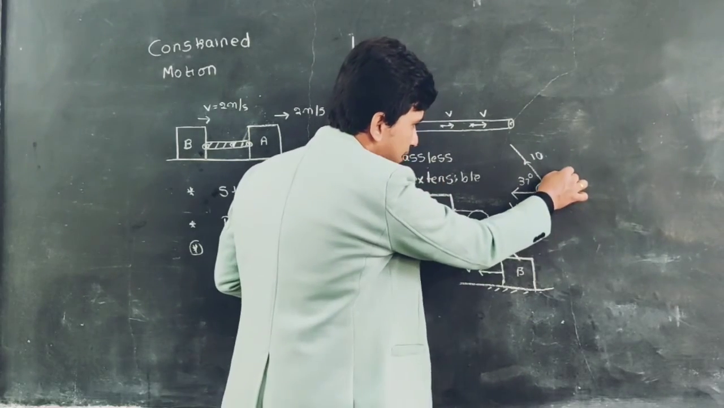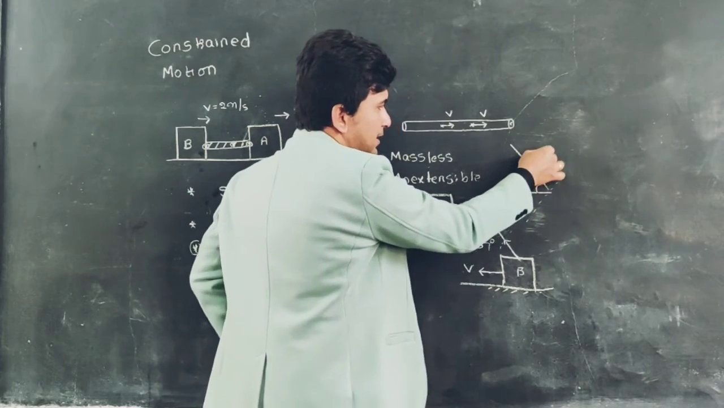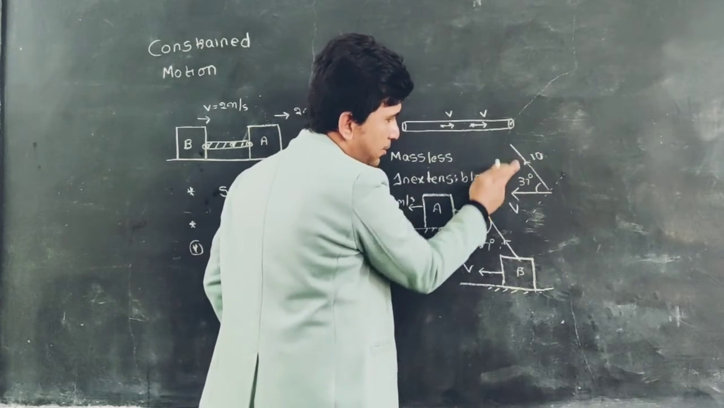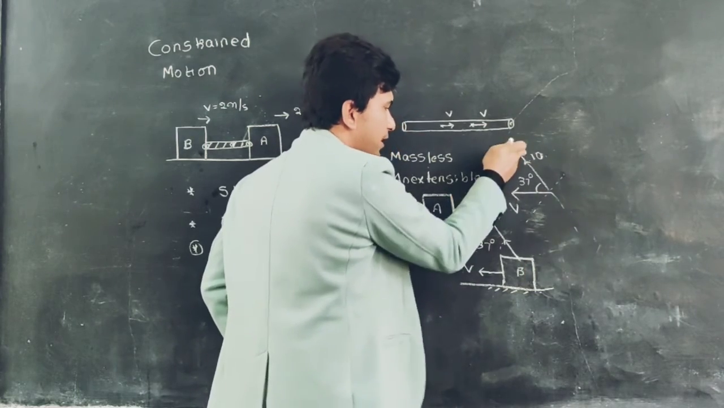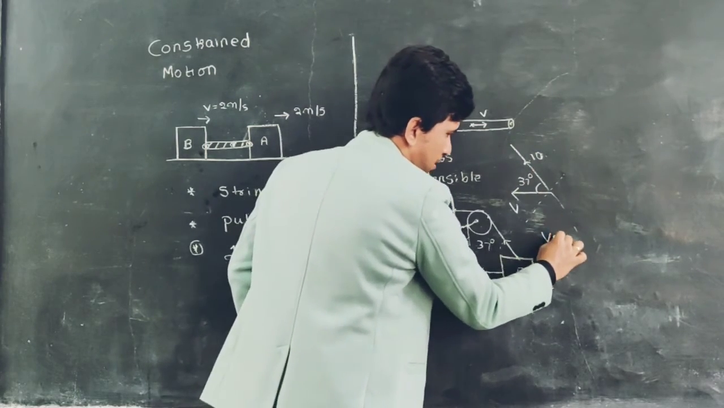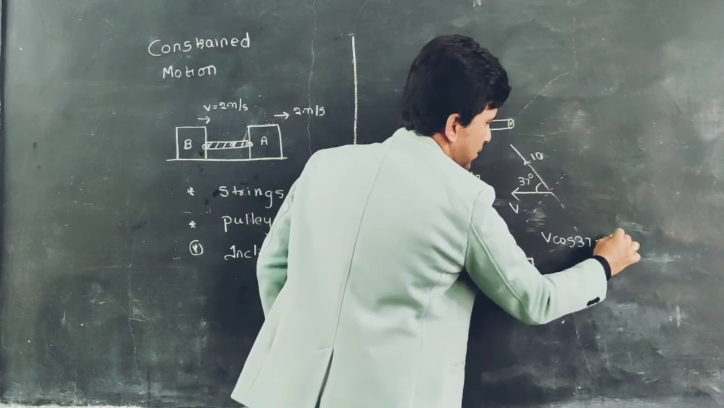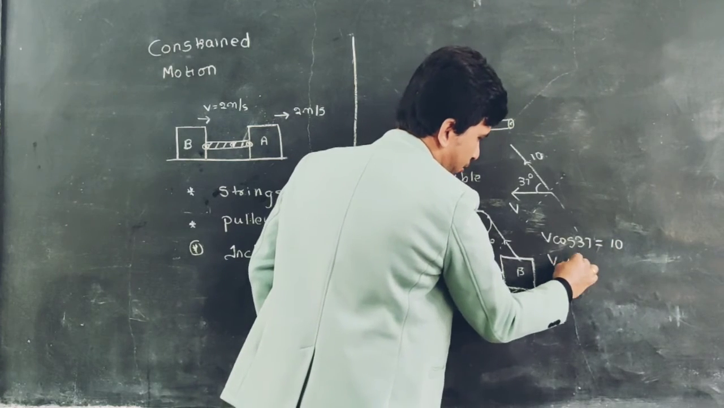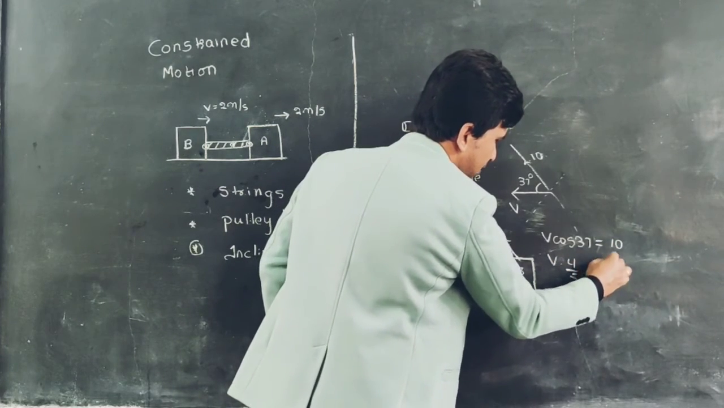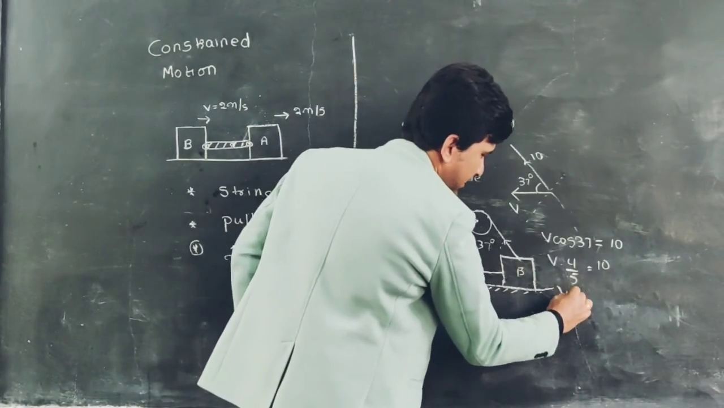That means if you resolve this into components, V cos 37 should be equal to 10 meter per second. These two are the axes which I have taken, the perpendicular axis and this vector. V cos 37 is equal to 10 meter per second, and you can find from here V into 4 by 5 is equal to 10, so V is 50 by 4. So you can find out the velocities.